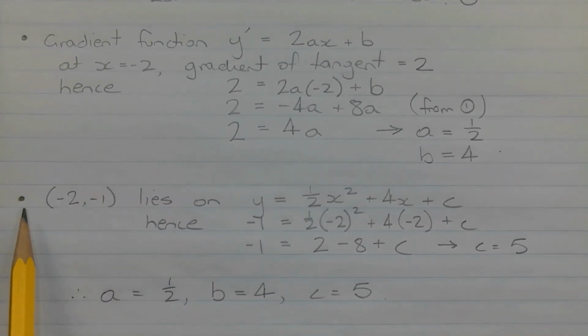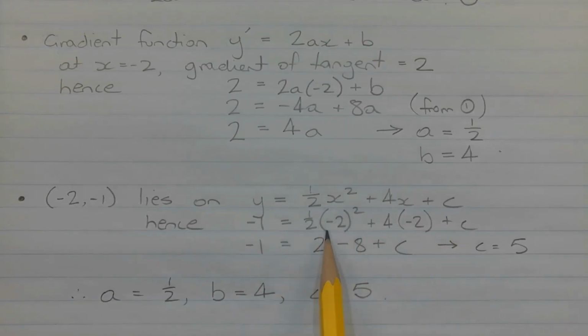Now we know from before that the point (-2, -1) lies on the parabola. We have the value of a and b now. We just need to find the c. So y is equal to 1/2 x squared plus 4x plus c. Substituting x equals -2 for the x variables here, and y equals -1 for the y variable here, we get -1 equals half times (-2) squared plus 4 times -2 plus c.